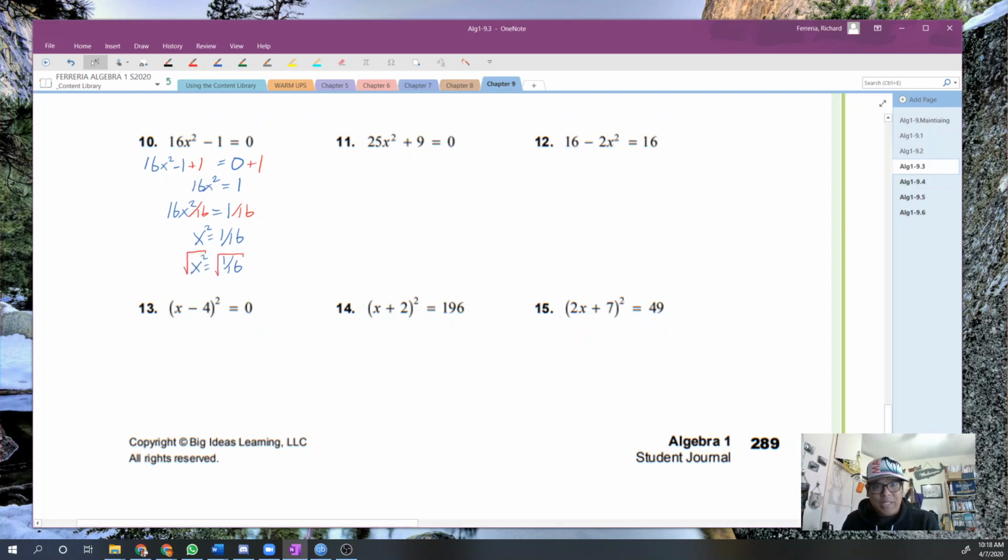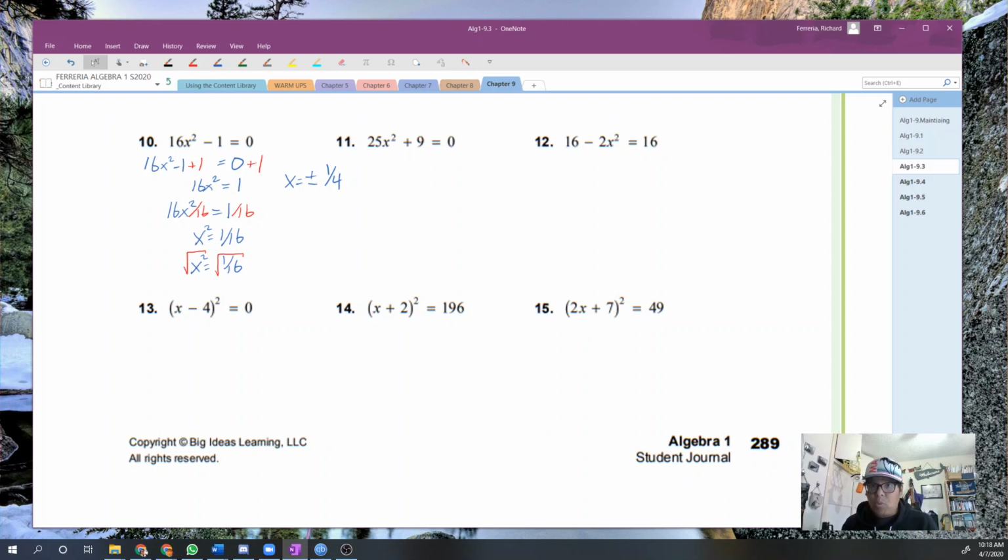Square root both sides, and when you're taking the square root of the right side, you're just taking the square root of the numerator and denominator separately. Don't freak out. The square root of 1 is 1, and the square root of 16 is 4. So you get x equals positive and negative 1/4.